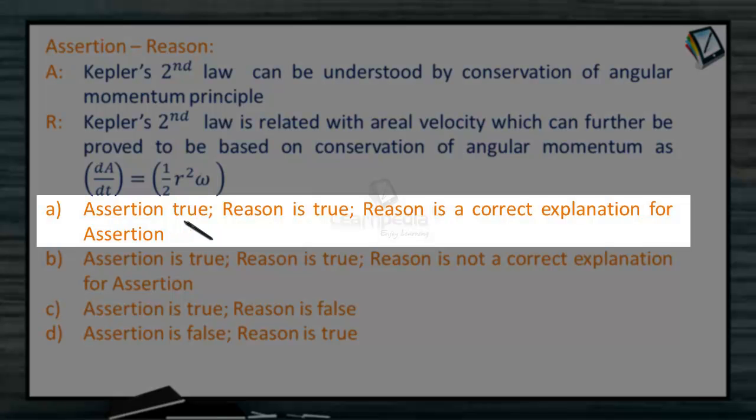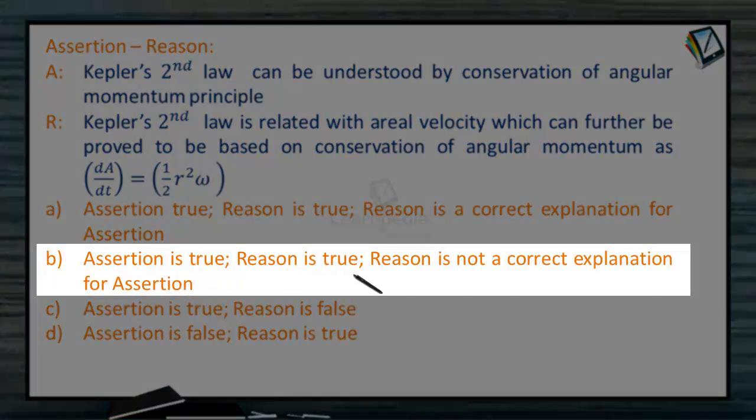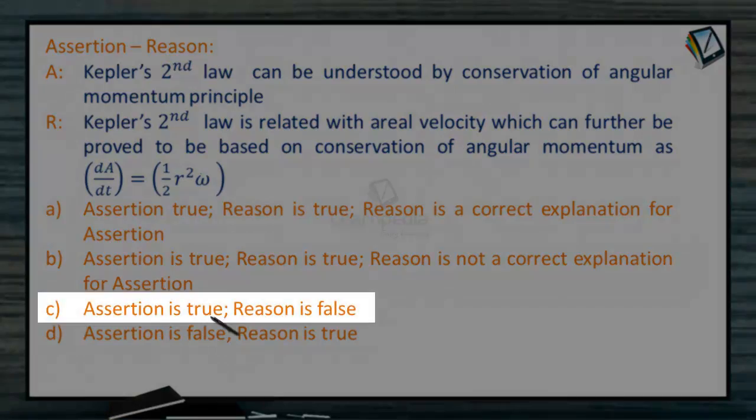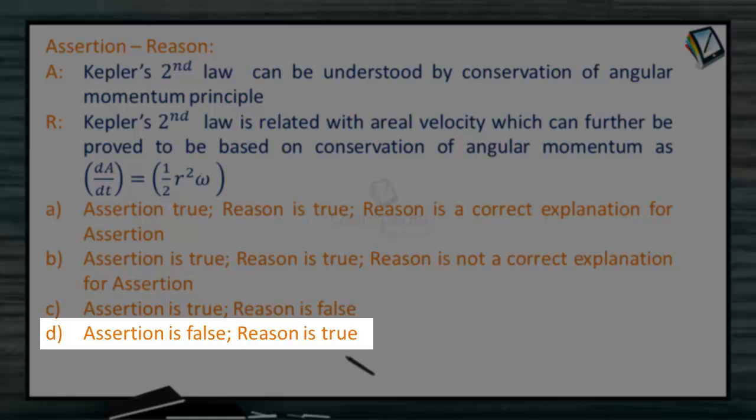A. Assertion is true, reason is true, reason is the correct explanation for assertion. B. Assertion is true, reason is not a correct explanation of assertion. C. Assertion is true, reason is false. D. Assertion is false, reason is true.